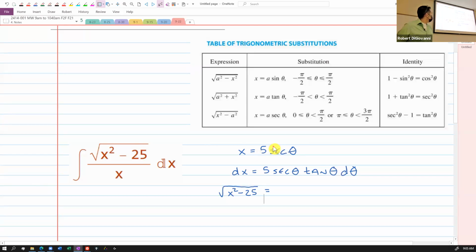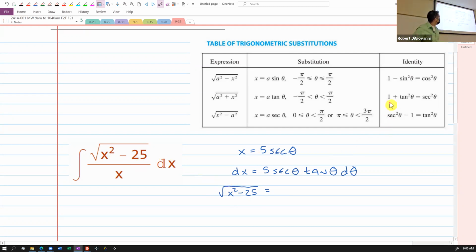Okay, so how could we convince ourselves of that? The way I think about it, without actually plugging things in, is I have to mentally plug it in. If I replace this x right here with 5 secant theta and square it, under the square root it becomes 25 secant squared theta, right? And then we still have minus 25. So you've got 25 secant squared theta minus 25.